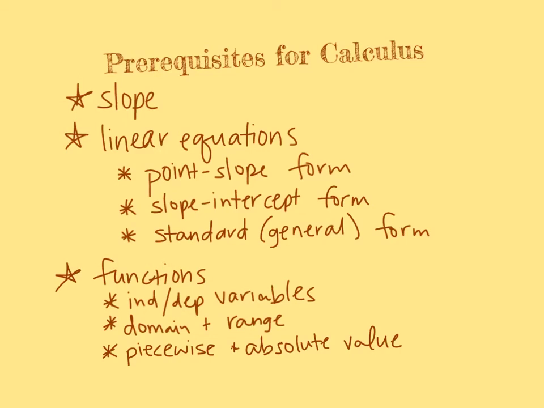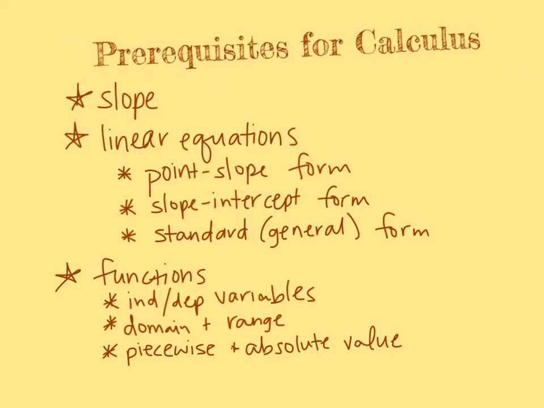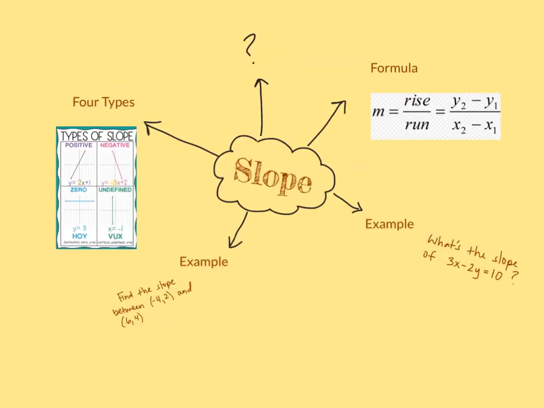This chapter is called Prerequisites for Calculus, and this video is basically covering the first two sections, which I deem the most important. In this video we're going to cover slope, the different ways we can write lines, and we're going to touch on functions, these main three things here. Alright, so this is a little graphic organizer about slope.